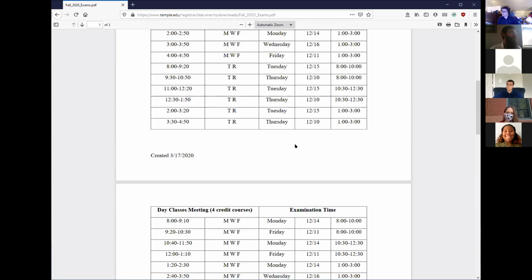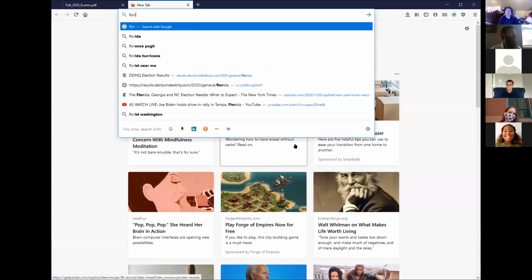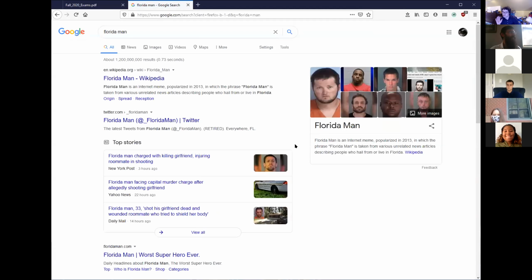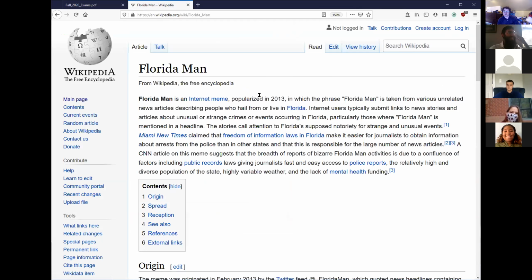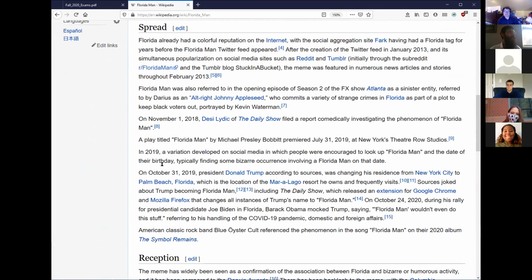All the news stories, they all start with Florida Man does something crazy. Right, something crazy. If we look on Wikipedia, actually, we get a, and I swear this has relevance to the class. Florida Man is an internet meme popularized in 2013 with the phrase Florida Man taken from various unrelated news articles describing people who hail from Florida.